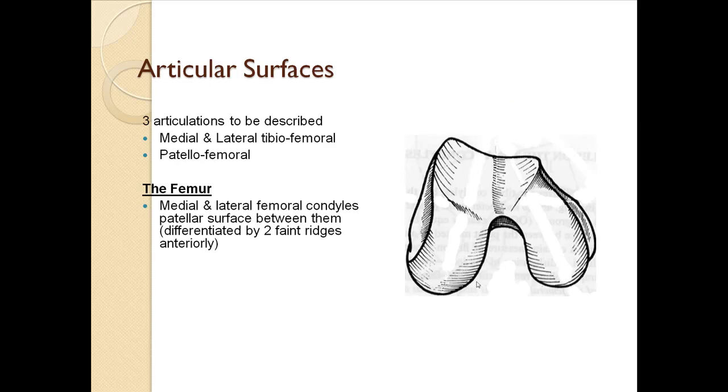The medial and lateral femoral condyles and the patellar surface in between them are differentiated by a faint ridge. Yeah, so there is a ridge along here and there is another ridge along here. This ridge is formed by the tibia reaching its terminal position in extension. So the tibia will only articulate with the condyles. The tibia does not come around to this surface here.